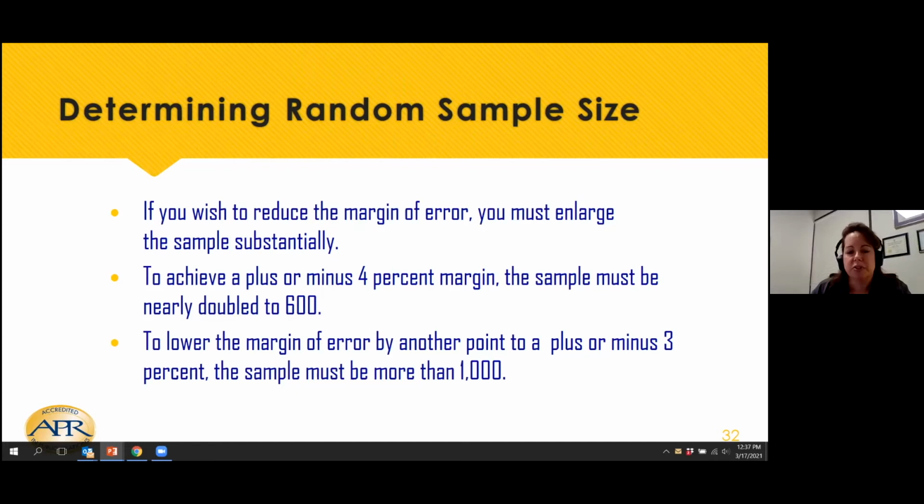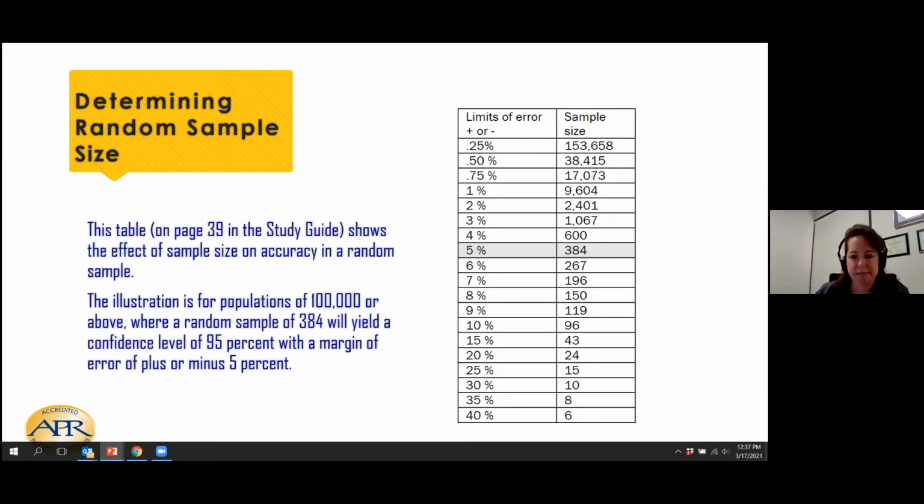So if you wish to reduce your margin of error, you have to enlarge the sample substantially. To achieve a plus or minus 4% margin, the sample must be nearly doubled from that 384 to 600. To lower the margin of error by another point to plus or minus 3%, you must then go up to 1,000. So here's this chart again, and you can see that it really goes up. You go from 384 at 5% to 600 to 1,067 and so on. So it's going to involve a lot more people if you want a lower margin of error.